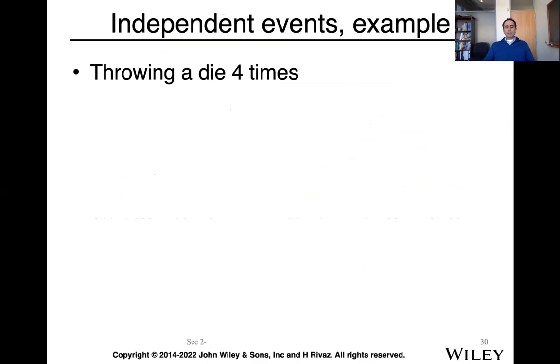Okay, so some examples. I roll a die 4 times. If I get 6 in the first 3 rolls, it doesn't decrease the chance of getting a 6 in the 4th roll. These are independent events.